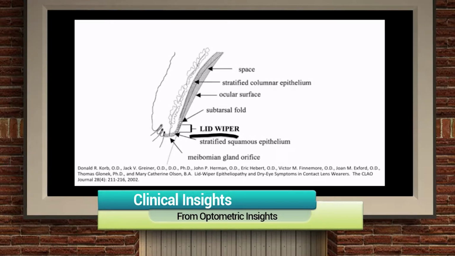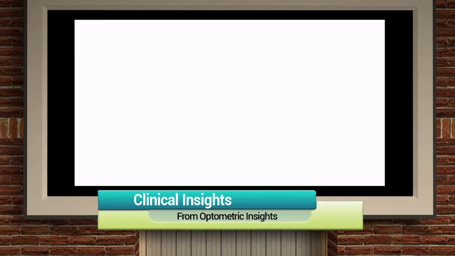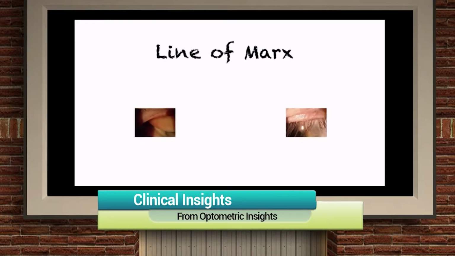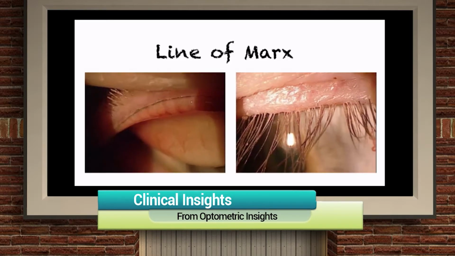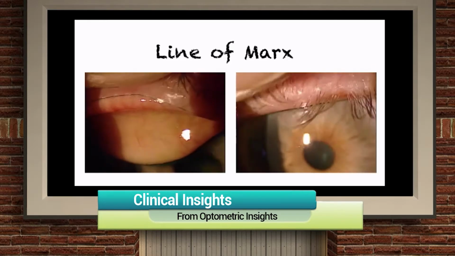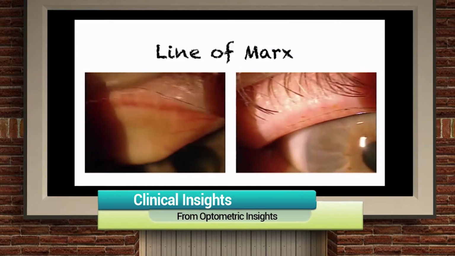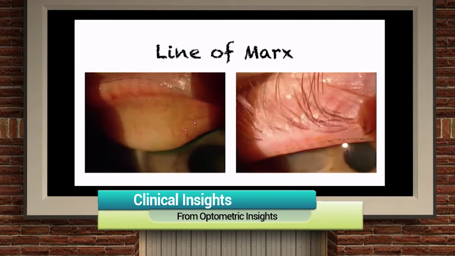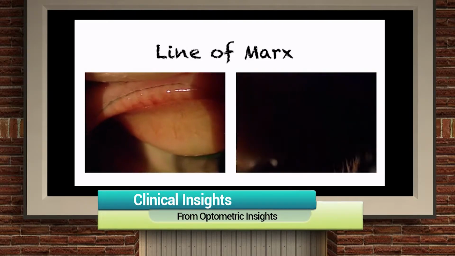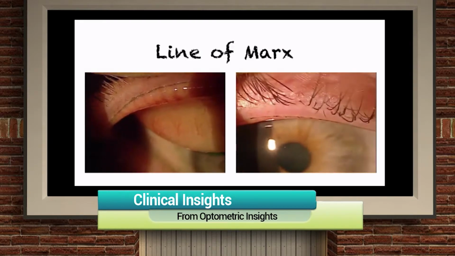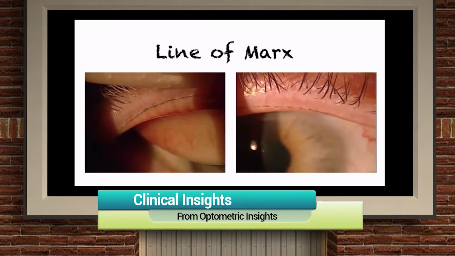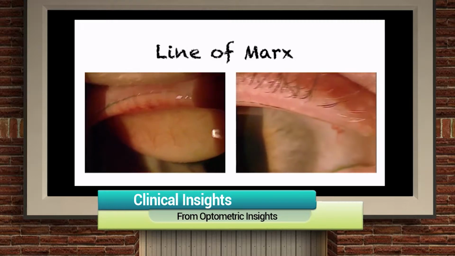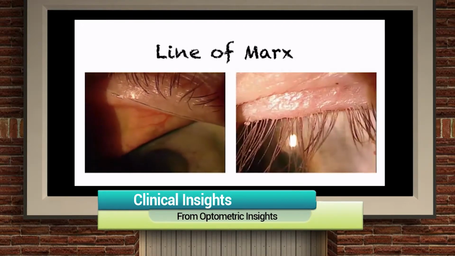This is evident in this cross-sectional picture of the eyelid. But this area needs to be differentiated from the line of Marx, which is where the palpebral conjunctiva drapes over the posterior edge of the lid margin and meets the anterior keratinized portion of the lid margin. It's actually a narrow zone located at the surface of this mucocutaneous junction. Clinically, this can be easily visualized by utilizing lissamine green.